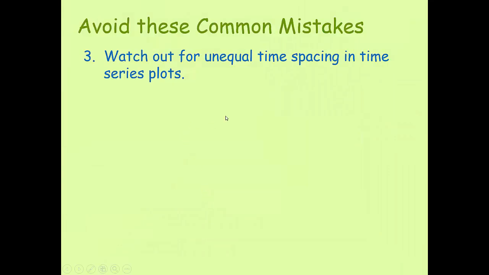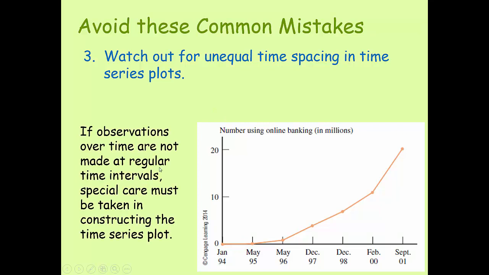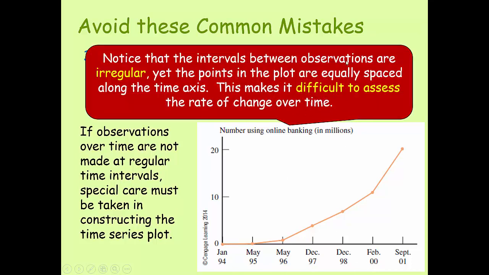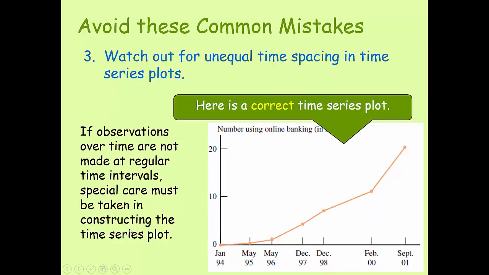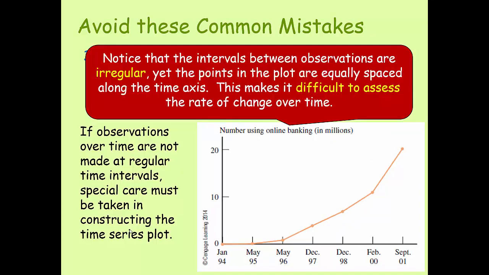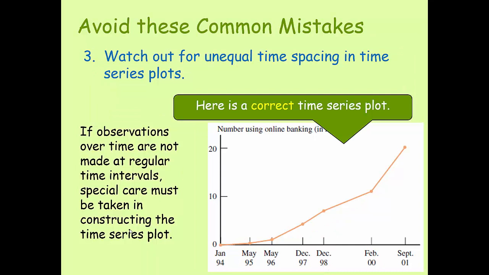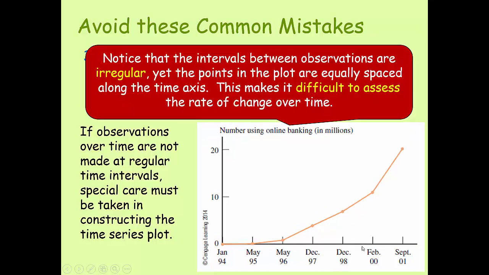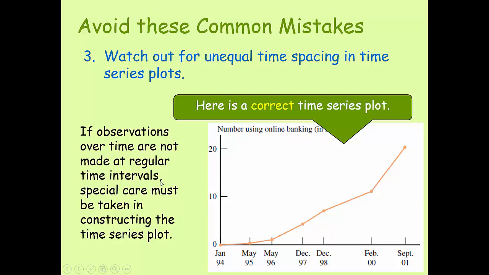Watch out for unequal time spacing in time series plots. If the observations over time are not made at regular intervals, 94, 95, 96, 97, 98, what happened to 99? So notice that the intervals between the observations are irregular, yet the points in the plot are equally spaced, and it makes it difficult to assess the rate of change over time. If you go from one graph to the correct graph, you can now see, because of this gap, what was happening that you weren't shown quite as clearly where we skipped that gap.